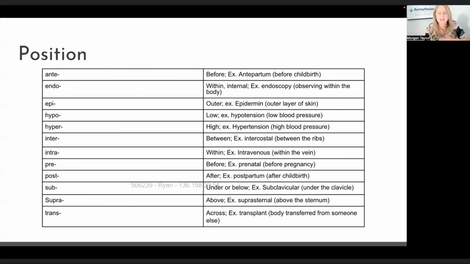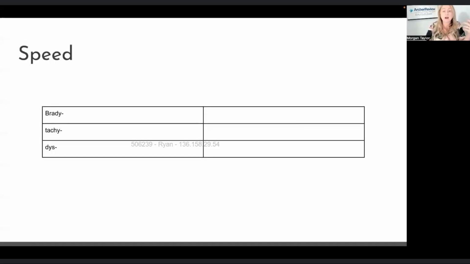You guys know pre and post. Sub is below and supra is above. We use those words a lot when we're describing where a symptom is occurring on our client. For example, a supraclavicular retraction. We're having retractions above that clavicular bone. That tells me where the retraction, where that work of breathing is occurring in my client. And trans means across.